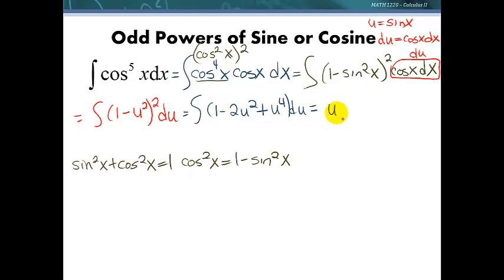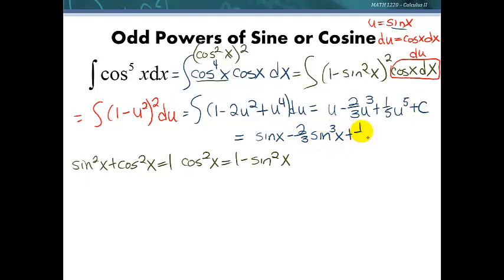So this is going to be u minus 2/3 u to the third plus 1/5 u to the fifth plus our constant of integration, and then finally replacing the u with sine x. We've got our answer, which is sine x minus 2/3 sine to the third x plus 1/5 sine to the fifth x plus a constant.